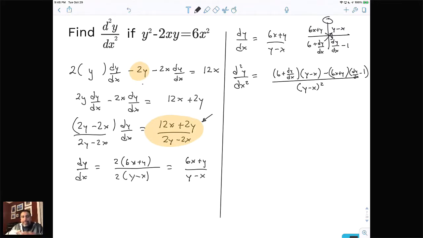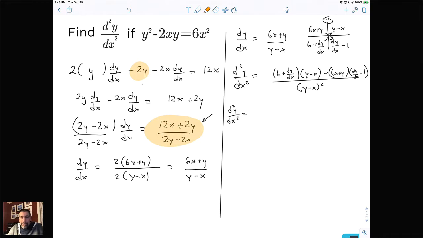But here's the problem. I don't have an acceptable answer. When you take an implicit second derivative, you can't leave dy over dx in your answer. And that's what's going on here. So my left-hand side, perfect: d squared y over dx squared. My right-hand side, I can't have those dy over dx's. So if you've got a second, how do I get rid of them? What's the way I'm going to get rid of those dy over dx's, because I'm not allowed to have them in my final answer?